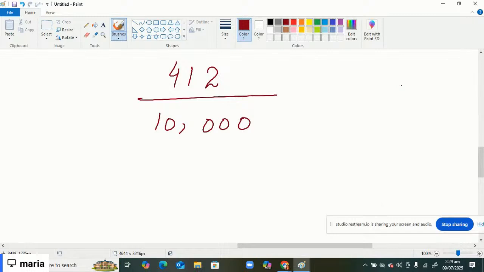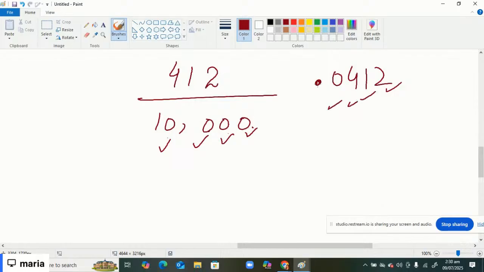For solving this, we are just placing the numbers. Look here. There are four zeros: one, two, three, and four. Four zeros are here, and for that we check the numerator. In the numerator, there are three digits. So to complete it, we just place one zero with it. So we are putting 0, 4, 1, 2. Now the digits are complete because here is 1, 2, 3, and 4.